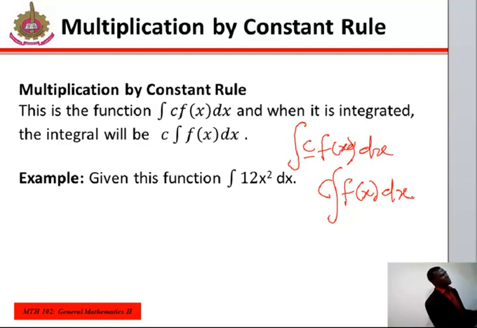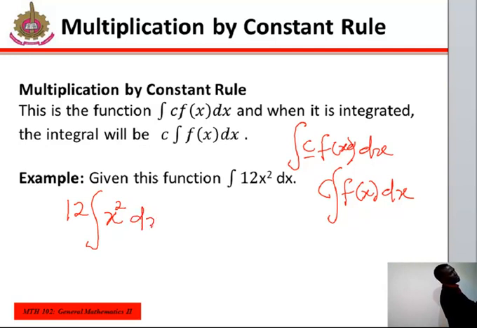Take for instance, you are given this type of function, the integral of 12x squared dx. What you are expected to do here is, first of all, bring out the constant 12. Then you now integrate using the power rule. This is what I'm saying. You have 12 times the integral of x squared dx, coming from the question that is being given.